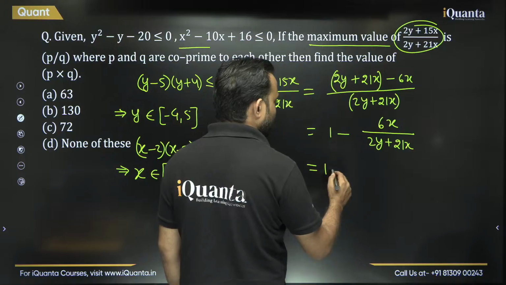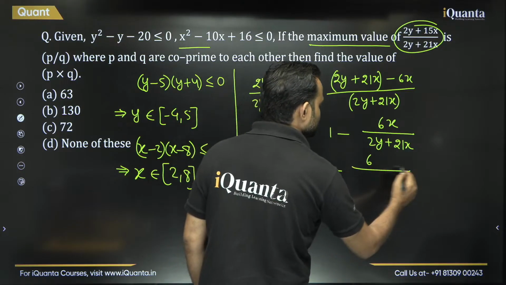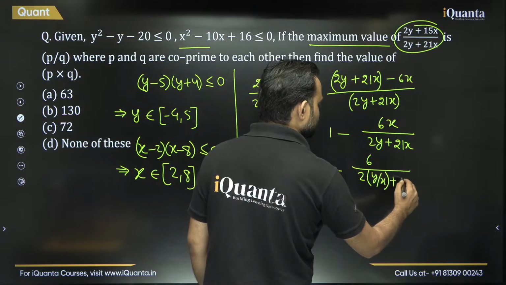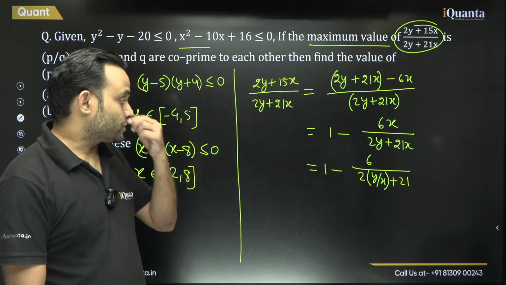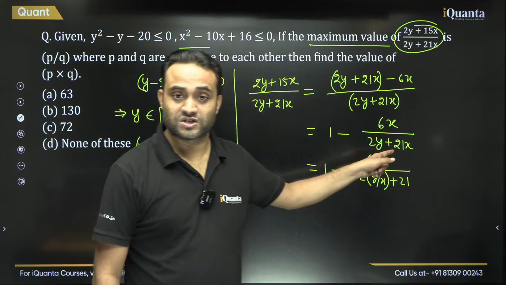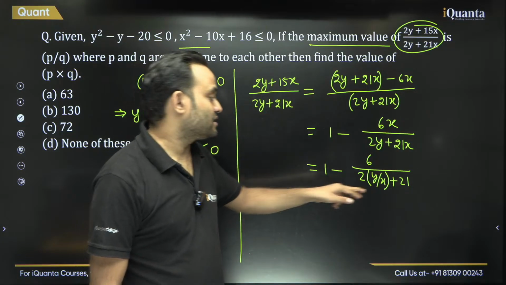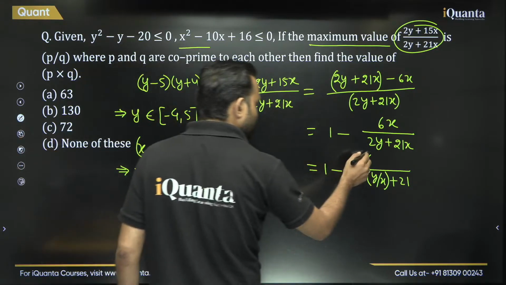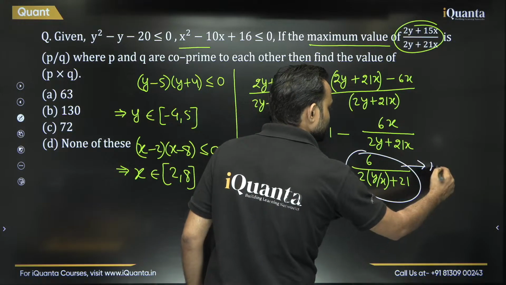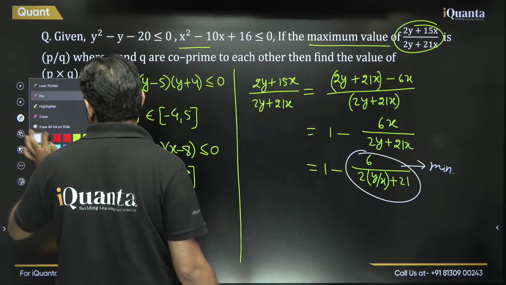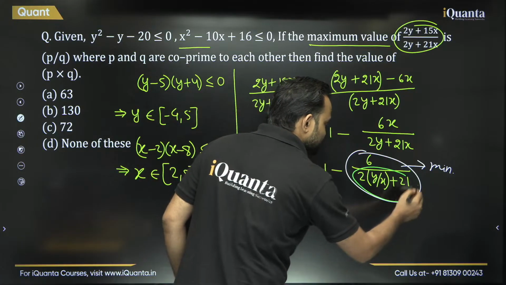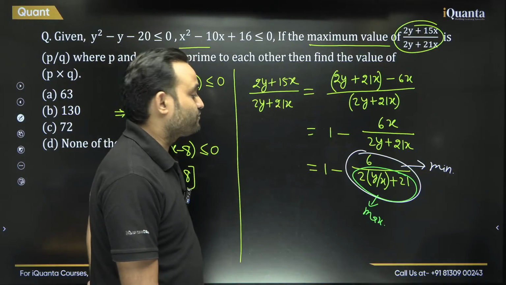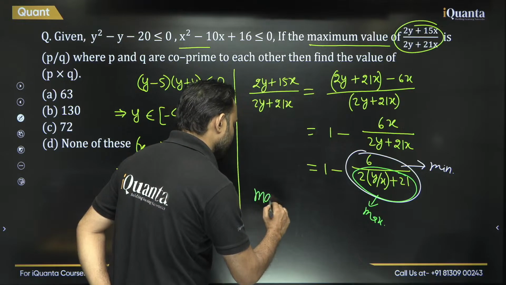Now if I divide by x in numerator and denominator, this will become 6 divided by 2y by x plus 21. Now think about this. You need to find the maximum value of this whole expression, right? Can I say we need to find the minimum value of this expression? We need to find the minimum of this, and for that we will have to find the maximum of this, right?